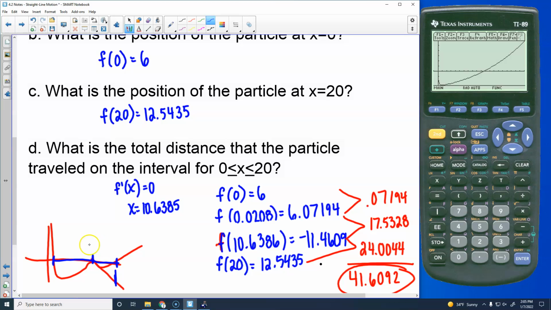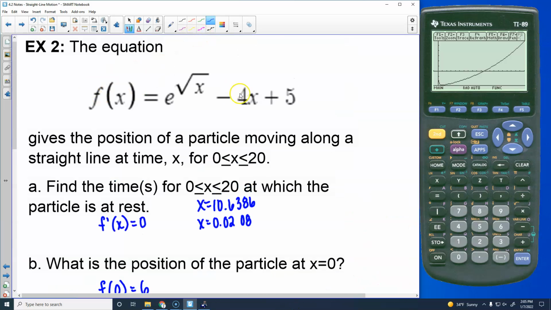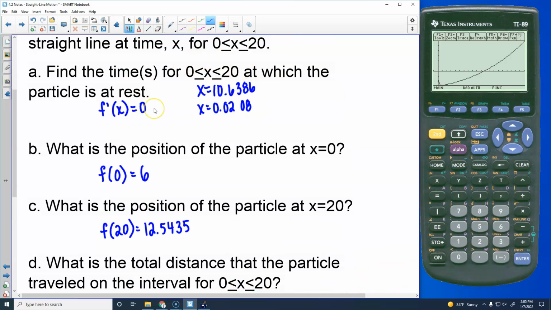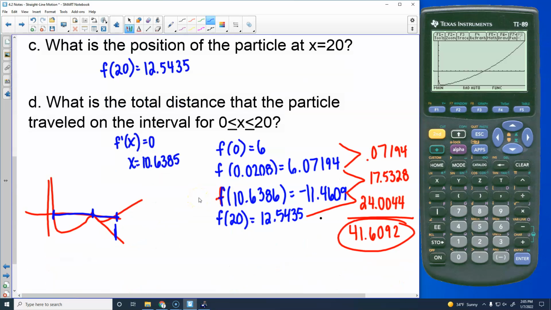For the actual distance, you go back to the original position function, which for this one is that original that they gave us right here. Right. You find these critical points from the derivative. But when you're looking for the distance traveled, you're talking about position because that gives you distance traveled. Yeah. Mm-hmm.